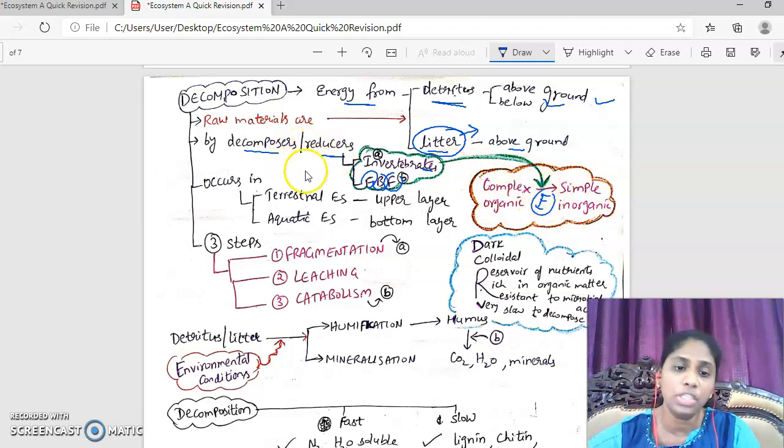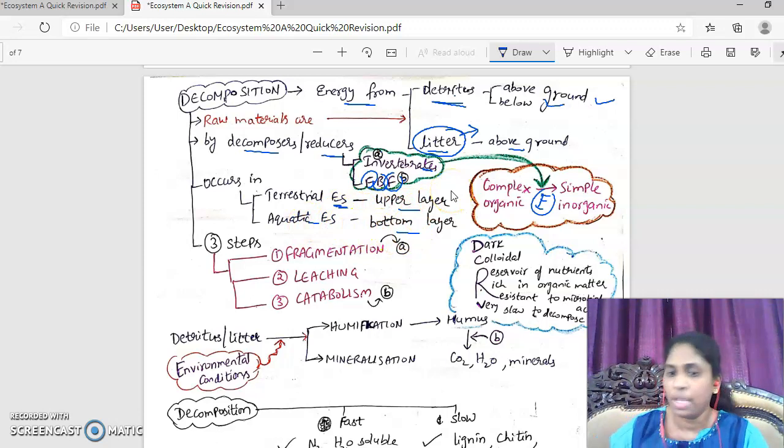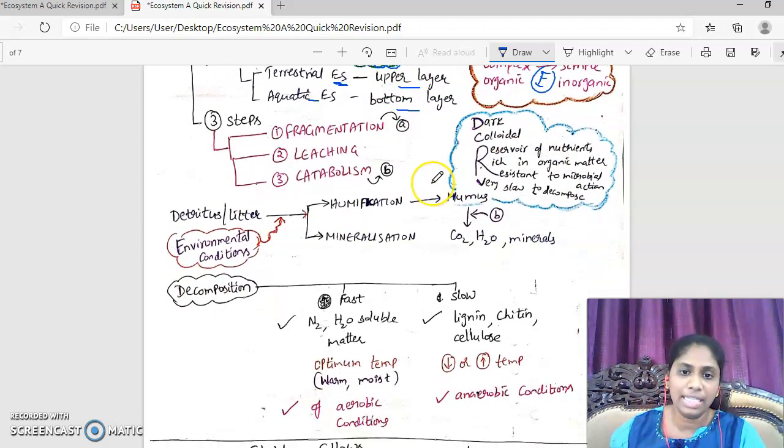Now, where does decomposition occur? Decomposition occurs in terrestrial ecosystem in the upper layer. In aquatic ecosystem, it occurs in the bottom layer. Now, we all know there are three steps in decomposition. Number one, fragmentation, then leaching, catabolism. NCERT says these all happen simultaneously.